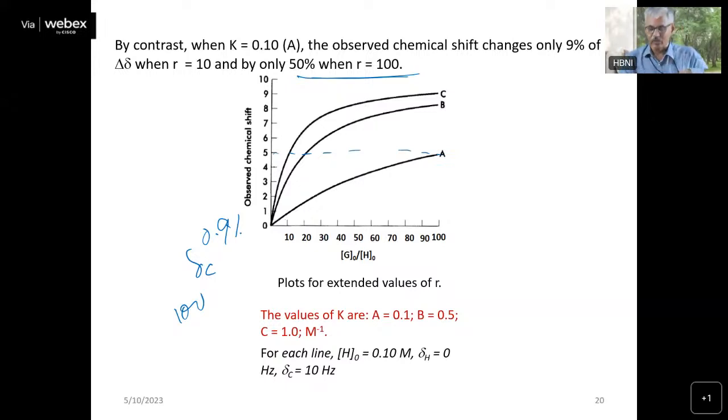So this is the way one can find out all these parameters, and from these parameters you will get your equilibrium constant, and then the rate constant, and then the thermodynamic parameters.